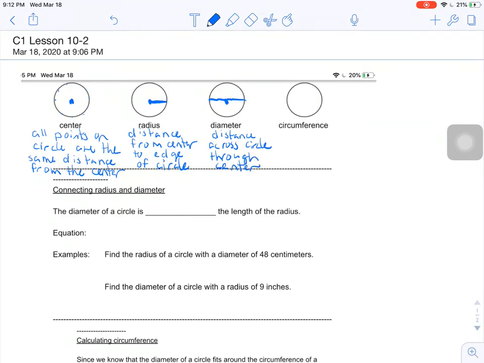And the last part is the circumference. The best way to draw the circumference would be to show a little wrap around there. The circumference is like the diameter but for a circle. So it's the distance around, or sorry, the perimeter. The distance or the perimeter around the circle. Circumference is another word for perimeter, but it gets its own special name when we're talking about circles.